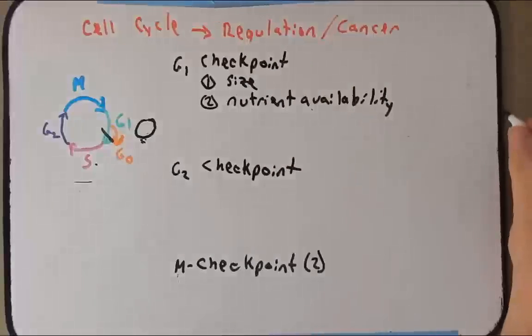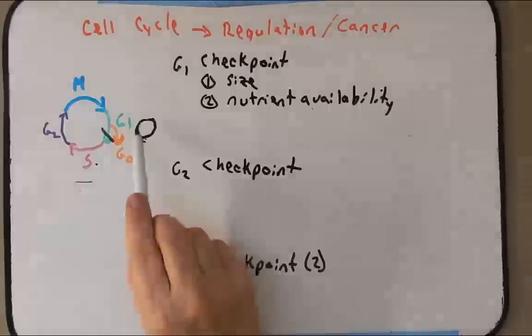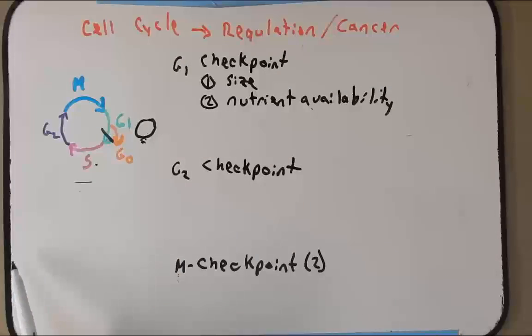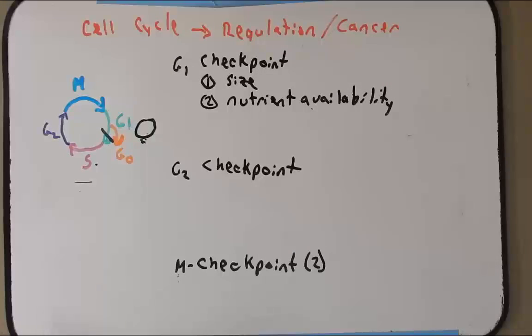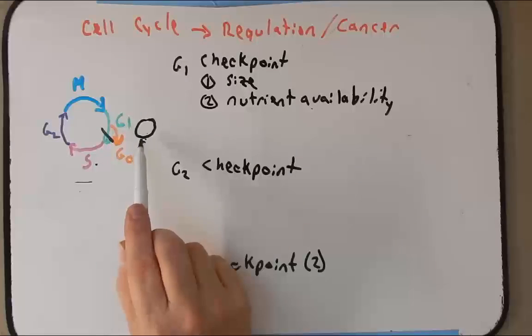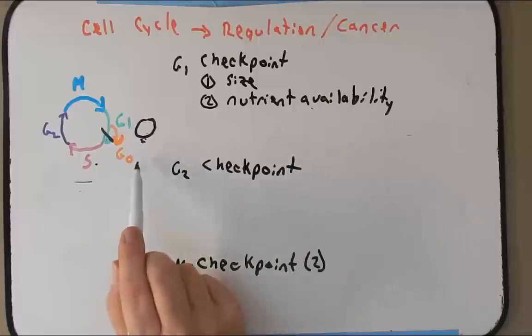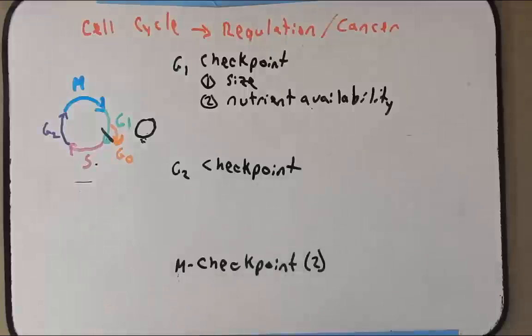If there aren't proper nutrients available, the cell will not move forward. No reason to make two new cells if nutrients are poor. Unicellular organisms like yeast and bacteria use this quite efficiently. If the nutrients are poor, they will stop right in G1 and they won't move any further.